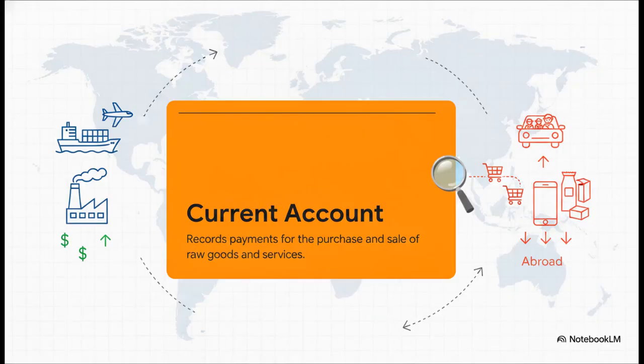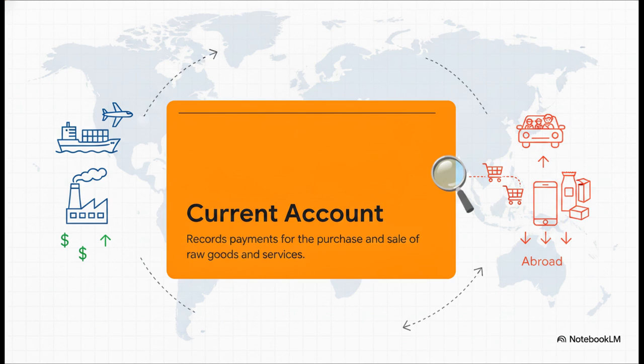This is the section of the balance of payments where payments for the purchase and sale of raw goods and services are recorded. When you think of the current account, I want you to think of the tangible imports and exports we see in the economy every single day. If citizens are buying physical cars manufactured abroad, yep, that goes here.